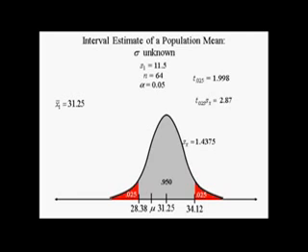Thus, the probability that your population mean is between 28.38 and 34.12 is either equal to 1 or 0, which only your deity knows. In this scenario, the population mean is in the interval, so the probability that the population mean is in the interval equals 1. This is the more likely scenario because you have estimated a 95% confidence interval.